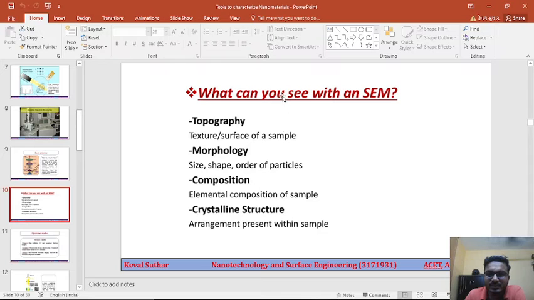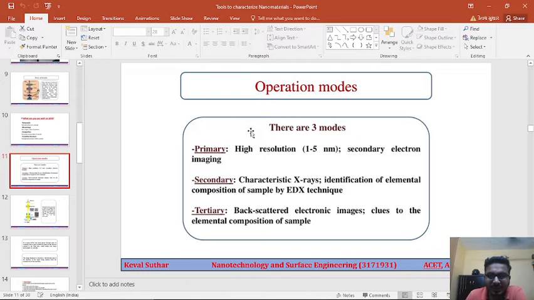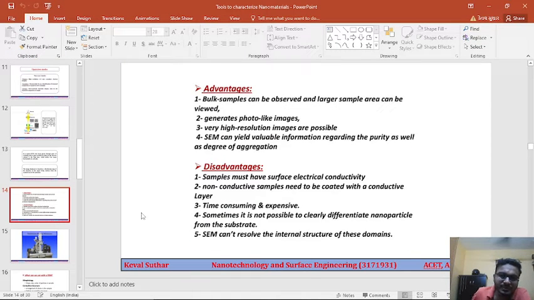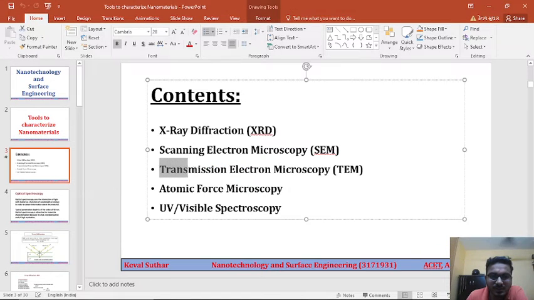These are the details that can be achieved: topography, morphography, composition and crystalline structure. Then the 3 operation modes: first is primary, secondary and then tertiary. This is again the same figure in a different way. There are a few advantages and disadvantages that we have already discussed in our previous class. So now we are going to discuss transmission electron microscopy, that is TEM, in this lecture, as well as we will try to have a look at atomic force microscopy.